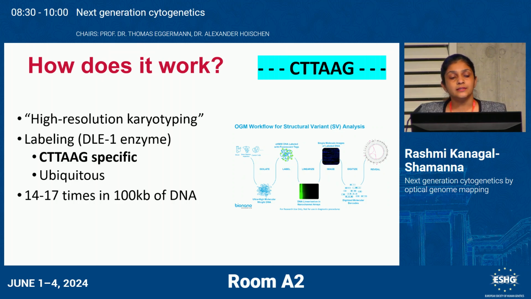Right? So the fluorophore labels are introduced enzymatically without really damaging the DNA backbone, using the DLE1 enzyme. And as you can see here, it is specific to the CTTAAG sequence. Now, this sequence is present ubiquitously in the entire genome. And everywhere there is this sequence, the fluorophore goes and inserts itself. Now, this is great because on average, about 100 kilobase pair sequence of DNA contains about 14 or 17 of these markers.